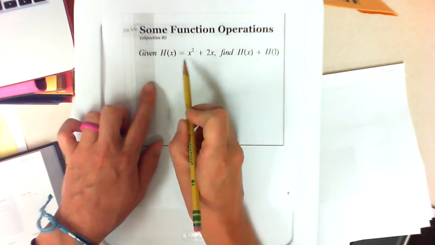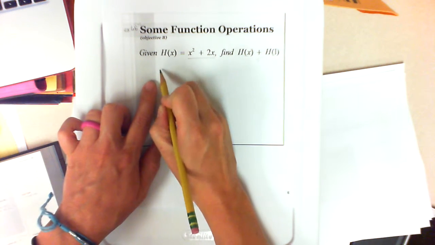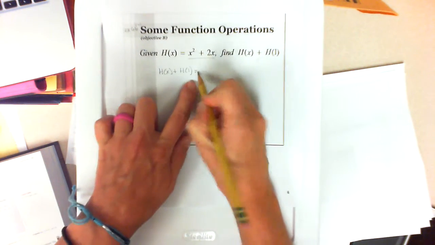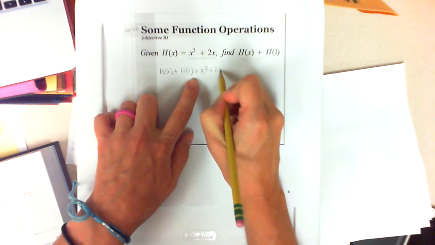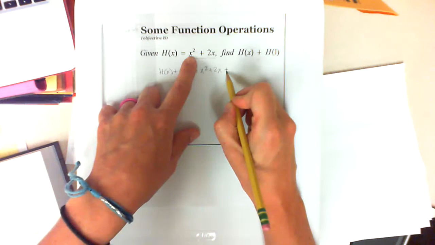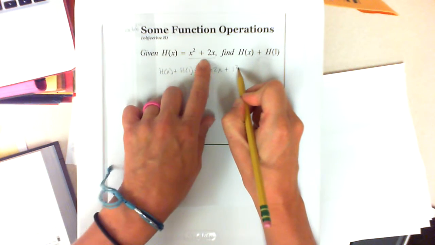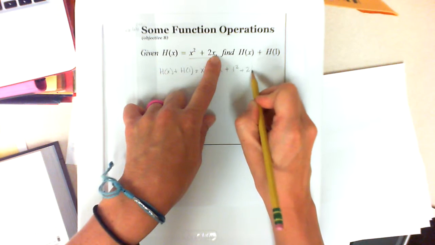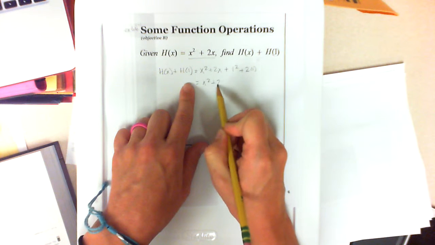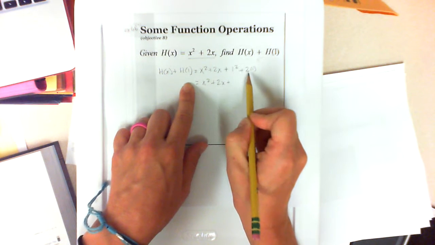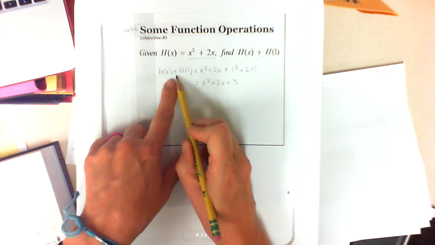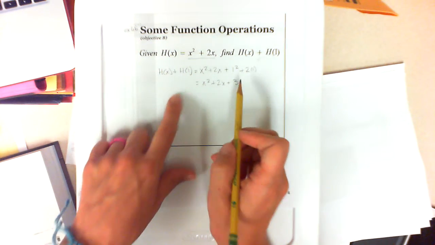So what is h of x? H of x is right here. So if I'm going to find h of x plus h of 1, h of x is x squared plus 2x. What is h of 1? I'm going to jump right in and substitute. So I'm going to plug a 1 in for the x, 1 squared. I'm going to plug a 1 in for that x. Now I can simplify. 1 squared is 1, and 2 times 1 is 2. So 1 plus 2 is 3. So h of x plus h of 1 is x squared plus 2x plus 3.